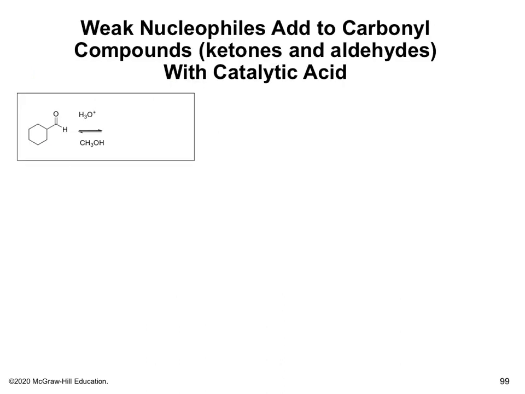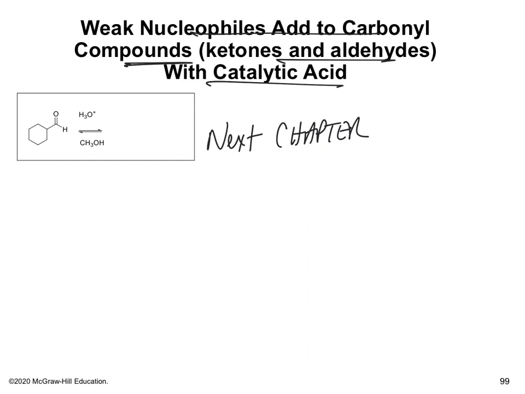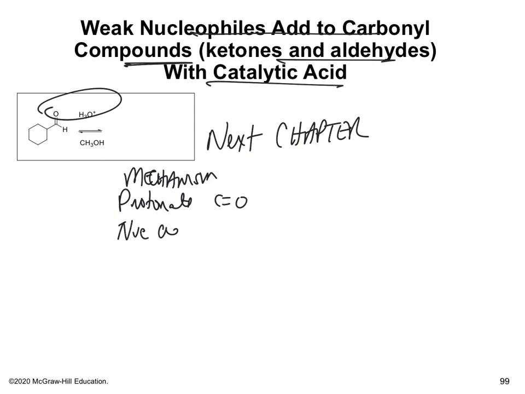Okay, here we will talk about nucleophiles added to weak electrophiles with catalytic acid. This will be the next chapter. You will have to know this mechanism, and you can read about it, and I'll talk about it in the next chapter. But you'll protonate the carbonyl oxygen, and then the nucleophile will add, and you're going to have a hemiacetal. That's a new functional group.